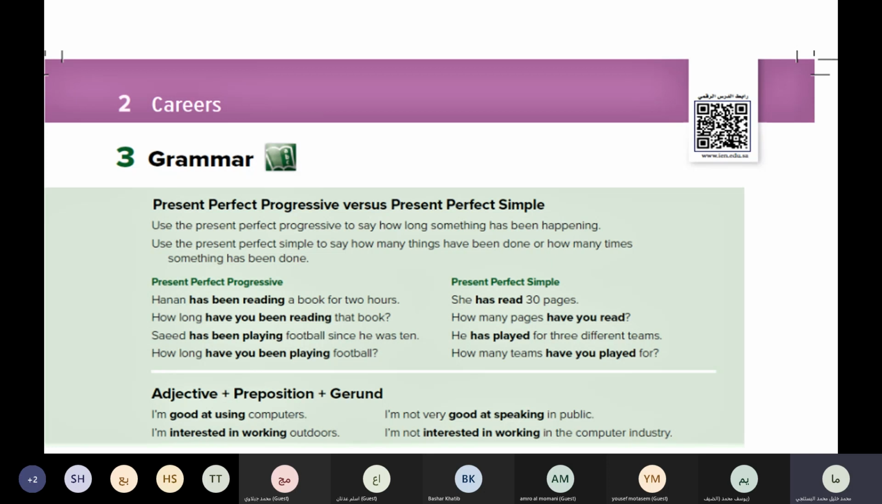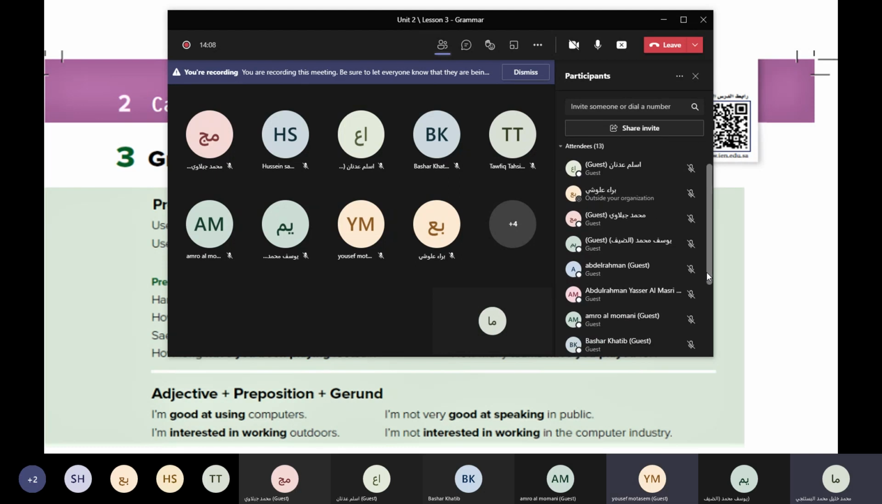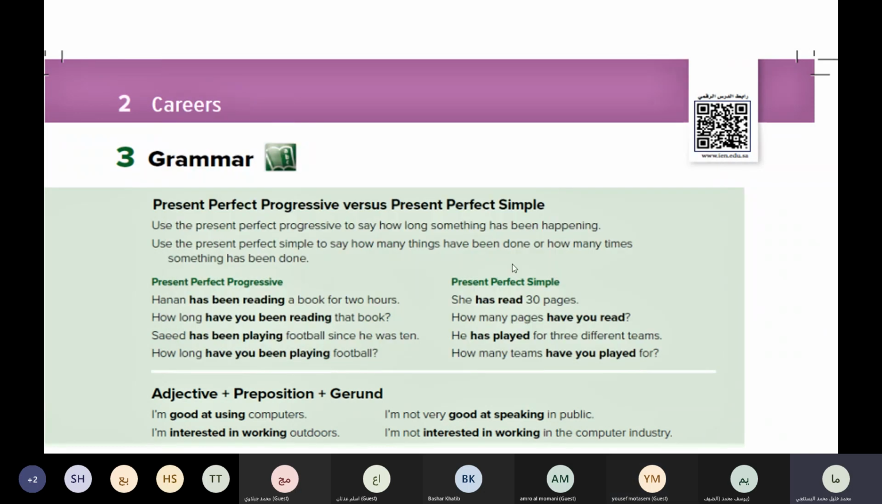Look at the next example about Saeed. Who wants to read? Yes, Mu'tasam, are you here? Okay, read the third example here. Look at the arrow. Saeed has been playing football since he was 10. Present perfect simple. He has played for 3 different teams. Very good. So here you realize we have 2 actions. The first one, which is focusing on time, we use what? The present perfect progressive. Saeed has been playing football.